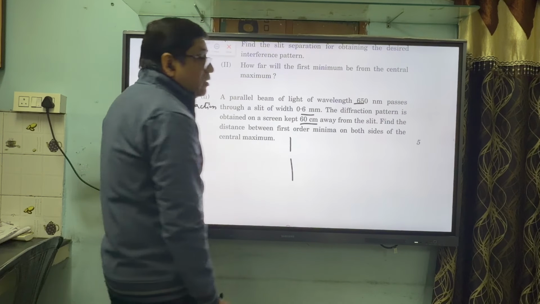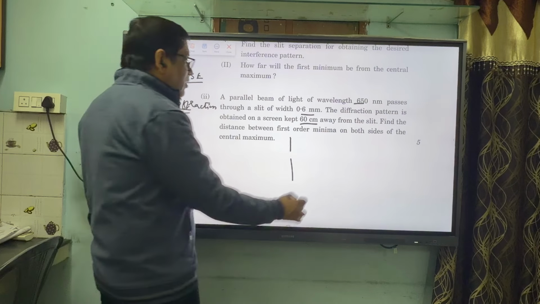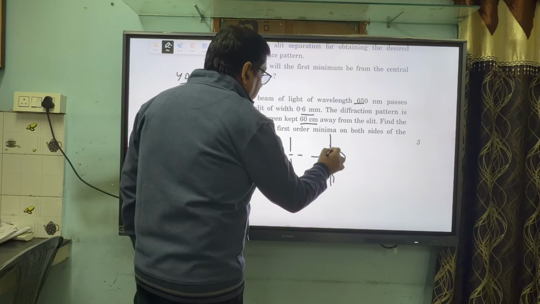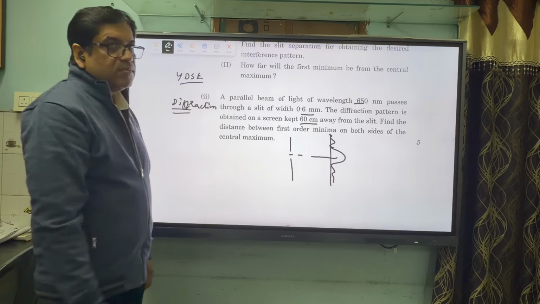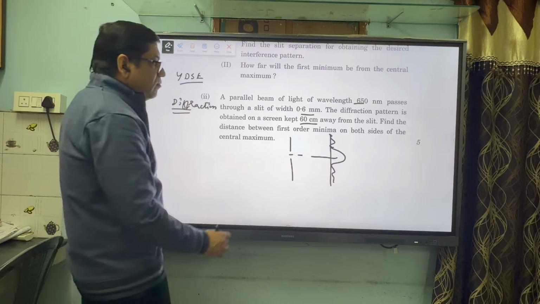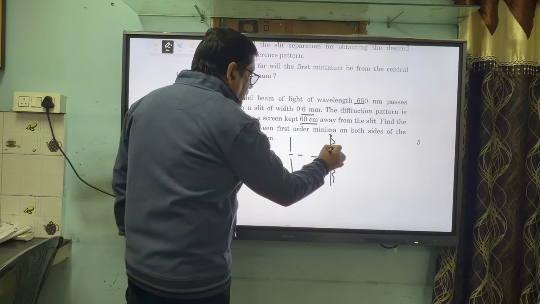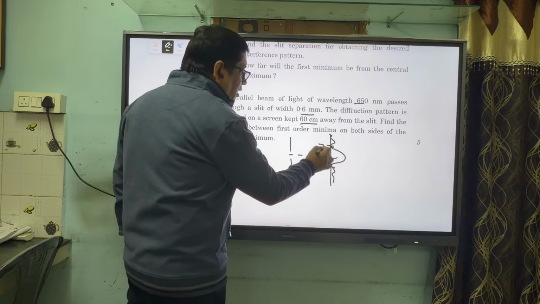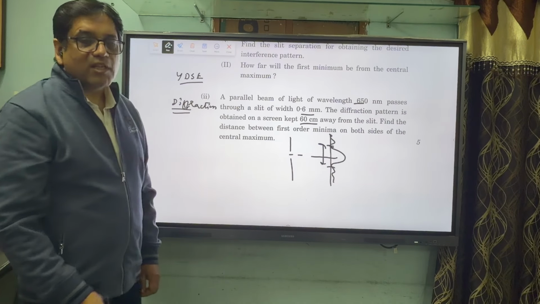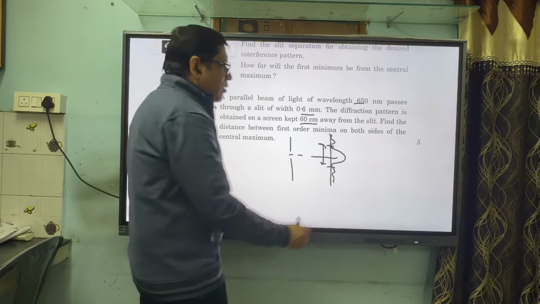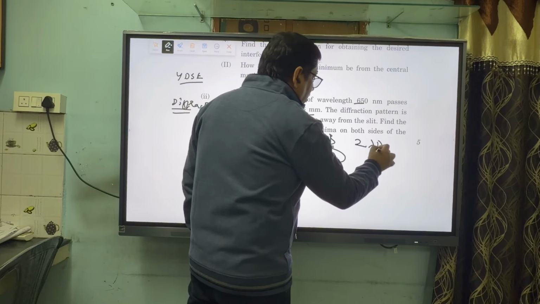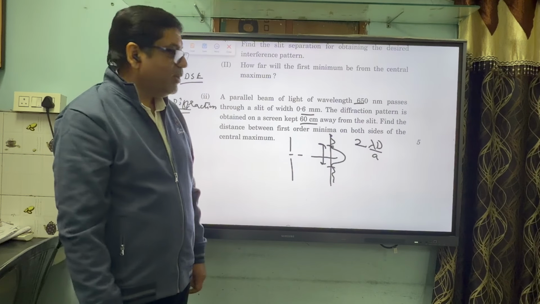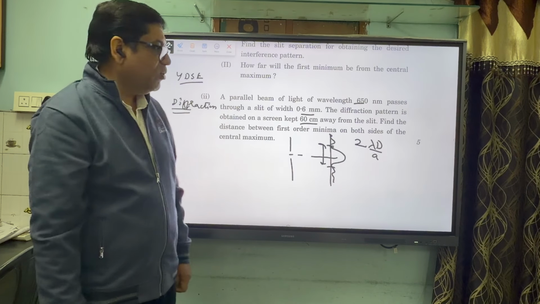This is single slit experiment. सामने स्क्रीन है. ये पैटर्न बन रहा है, डिफ्रैक्शन पैटर्न. किसके बीच का डिस्टेंस पूछा? फर्स्ट ऑर्डर मिनिमा, फर्स्ट मिनिमा both sides, इनके बीच का डिस्टेंस पूछा. तो बेसिकली आप ये कह सकते हो कि सेंट्रल मैक्सिमा की विड्थ ही पूछी गई है. And what is the width of central maxima? In diffraction it is 2 lambda D by a. इंटरफेरेंस में फ्रिंज विड्थ होती है lambda D by d, but here it is double. Central maximum width double होती है.